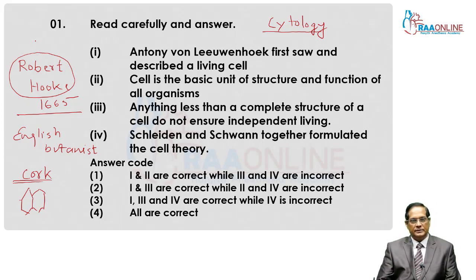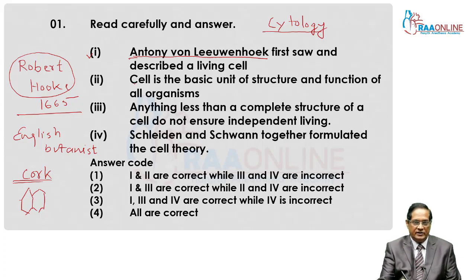But there is a drawback. Robert Hooke discovered a non-living cell. Actually, cork is non-living. So he discovered a non-living cell and it was in a group, that is, it wasn't an independent cell. So the independent and living cell was discovered first by Anton von Leeuwenhoek. So in this question, statement 1 is correct.